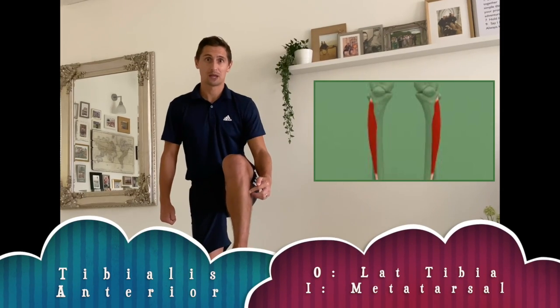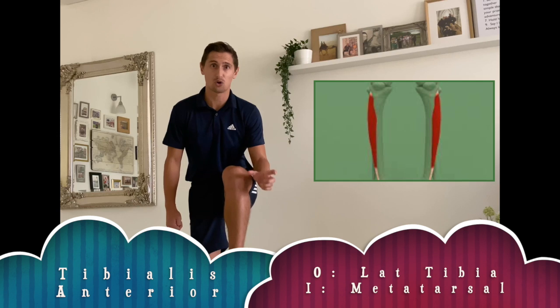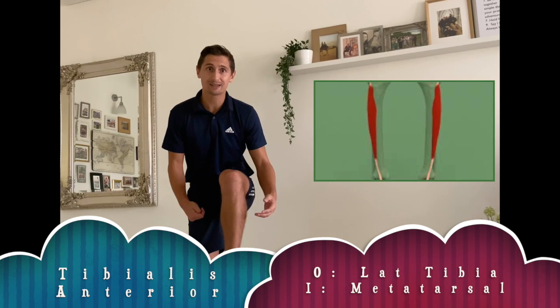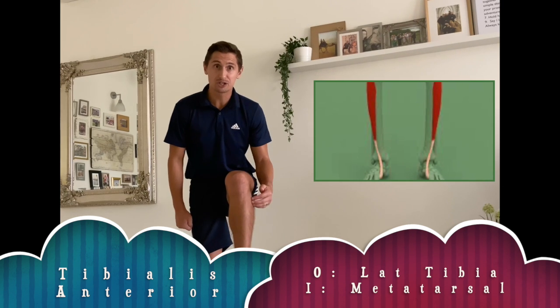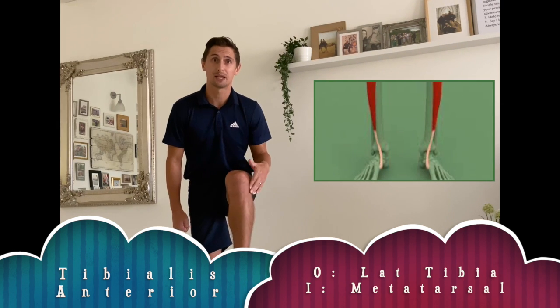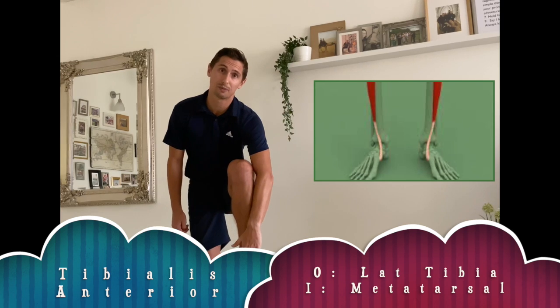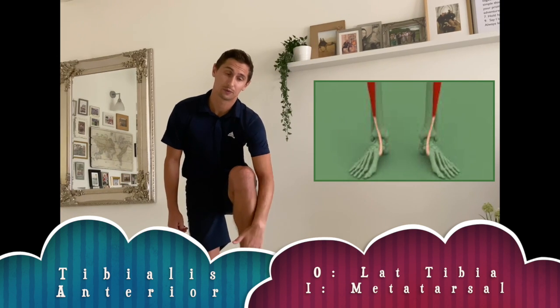Going underneath your knee, we've now got three muscles. We've got your tibialis anterior. And if you think about what this muscle is called, it's the easiest one to remember. Anterior, it's at the front of your body, and it's called tibialis. It originates at your lateral tibia. It inserts into your first metatarsal bone, here.